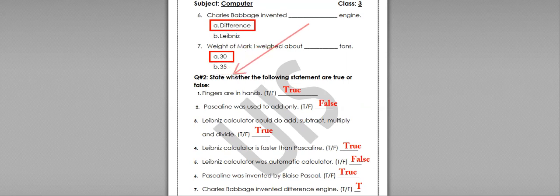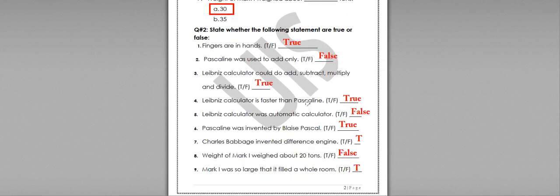Question 2. State whether the following statements are true or false. Fingers are in hands. True. Pascaline was used to add only. It's false. It can do add and subtract, means plus and minus. So the Leibniz calculator could do add, subtract, multiply, and divide. Why did the Leibniz calculator become famous? Because it can do all four operations: add, subtract, multiply, and divide. Leibniz calculator is faster than Pascaline. Obviously, it's faster than that.